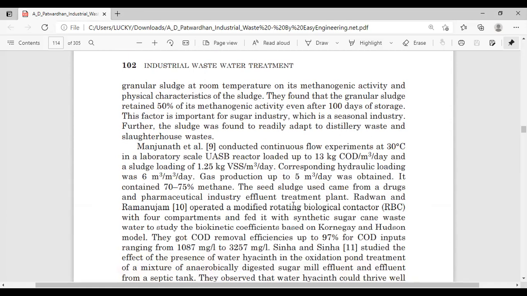This factor is important for the sugar industry, which is a seasonal industry. Further, the sludge was found to readily adapt to distillery waste and slaughterhouse wastes.